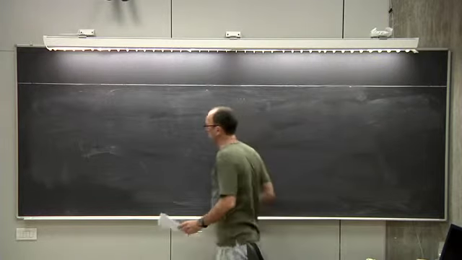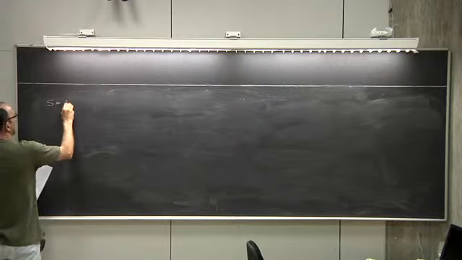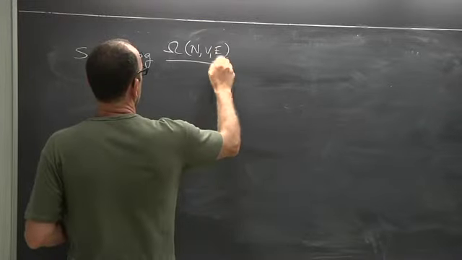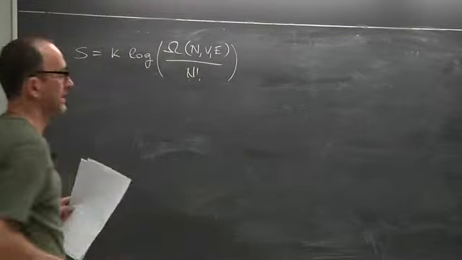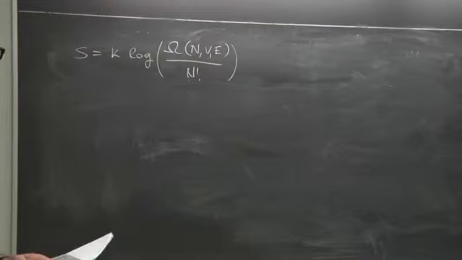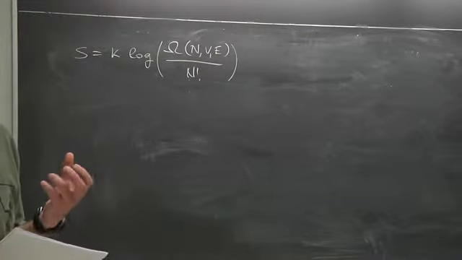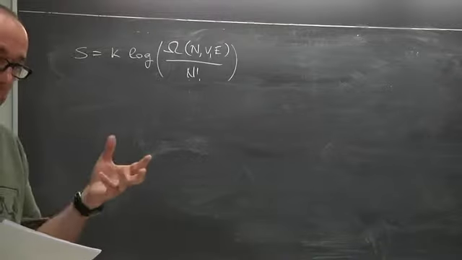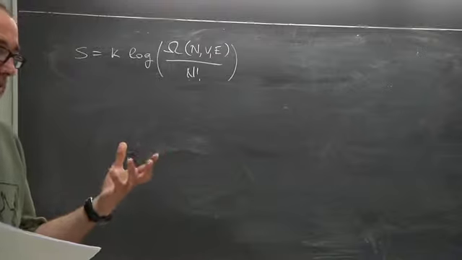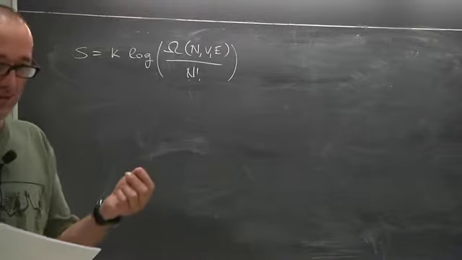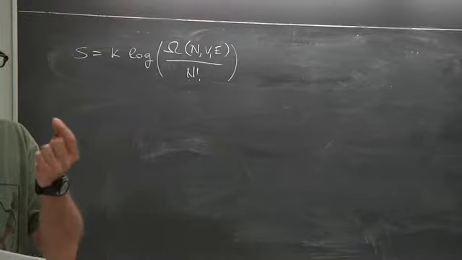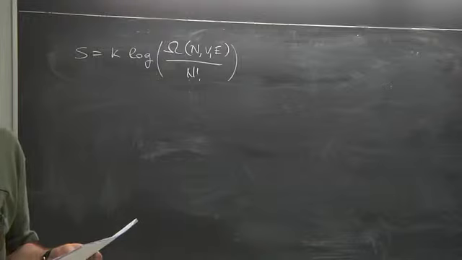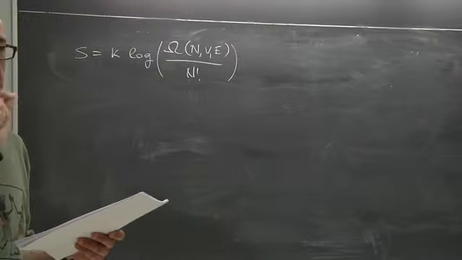So we have seen that when we count, we have to define the entropy as k times the log of the number of microstates, as N, V, and E, divided by N factorial. So why this N factorial? This N factorial comes because in classical mechanics, when we solve a mechanical system, we describe the system with coordinates and the momenta, and we label each of the coordinates and the momenta by a label of the particle. So in classical mechanics, we can think of following each of the particles, so we can think of labeling each of the particles.